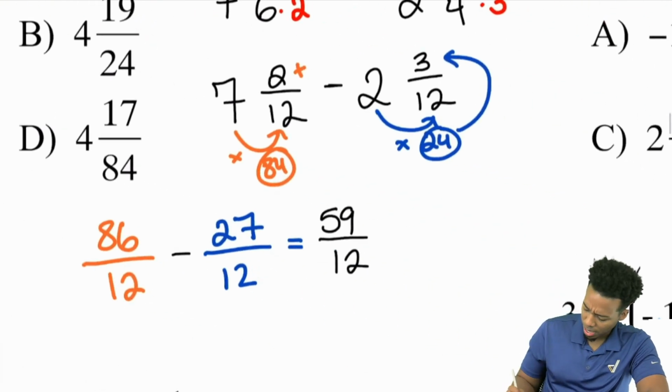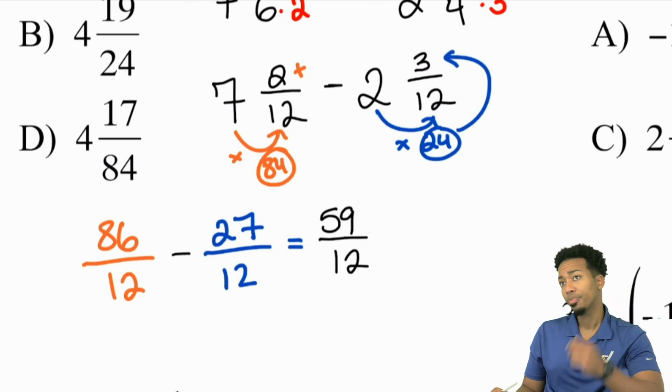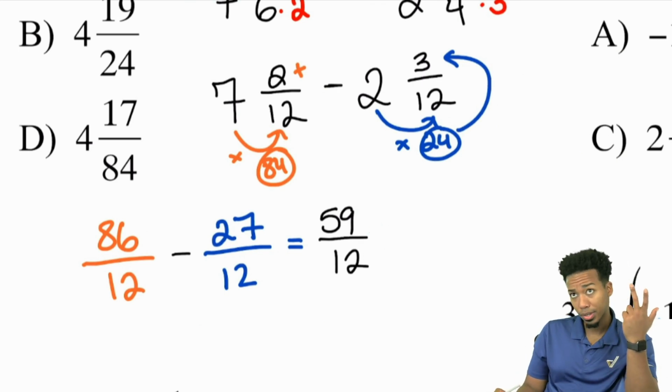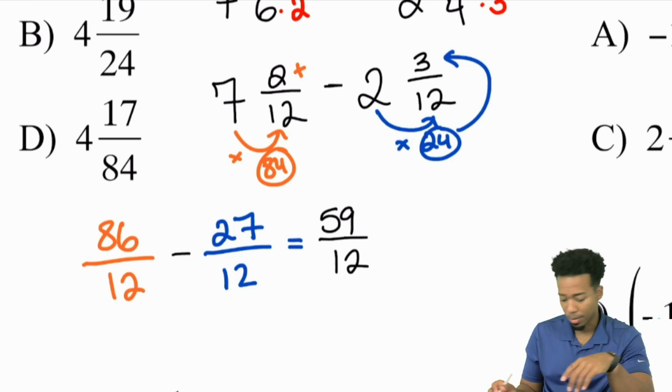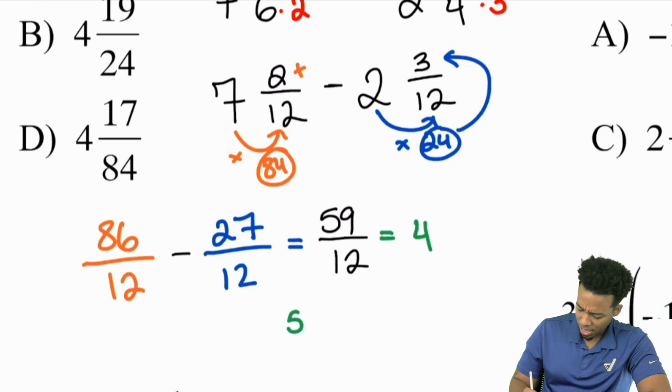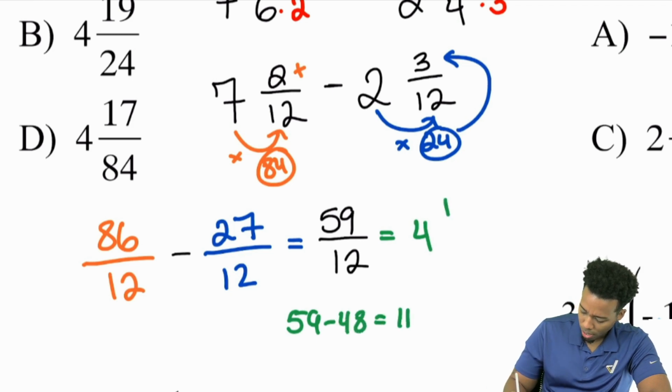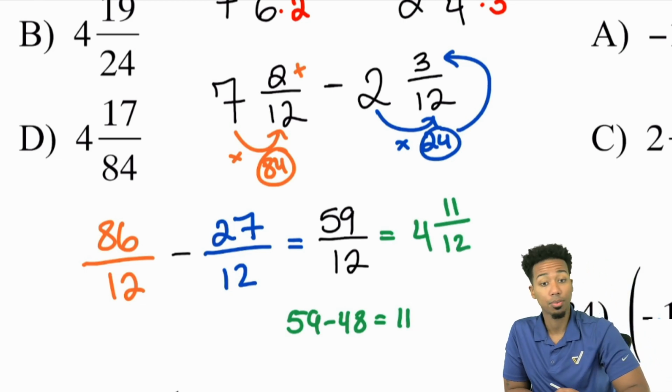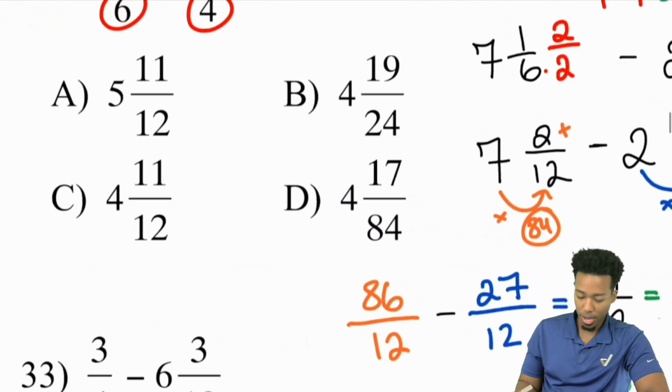So here, how many times does 12 go into 59? 12, 24, 36, 48. So 48, 4 times. So this turns into 4. And then 59 minus 48, that's going to be 11. So we have 4 and 11 over 12. And that'll be the answer. 4 and 11 over 12, right over here.